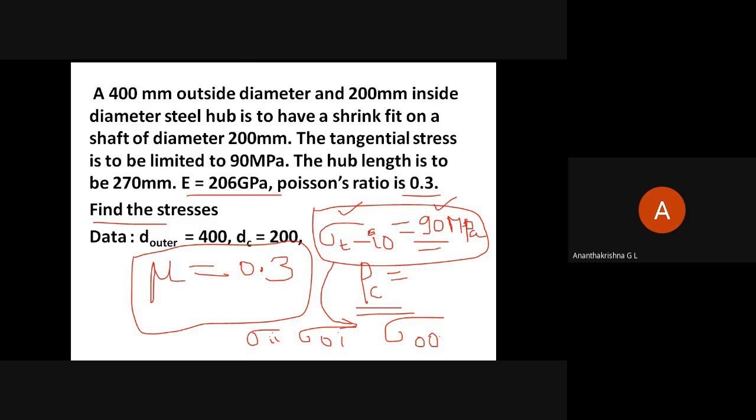Calculate it and let me know the values. And DC is 200 mm given in the problem, common diameter. And DI, what is the value of DI? 200? No, that is common diameter. Inner diameter is for inner cylinder because it's a shaft. So DI is going to be 0.